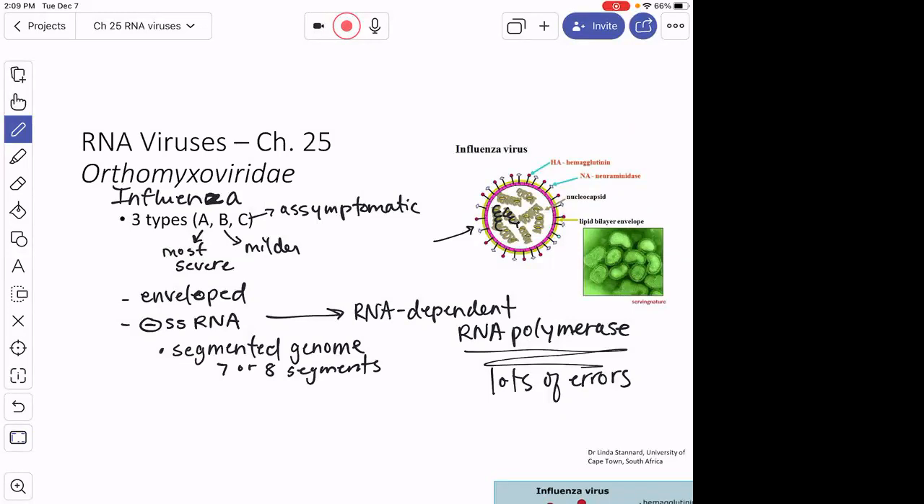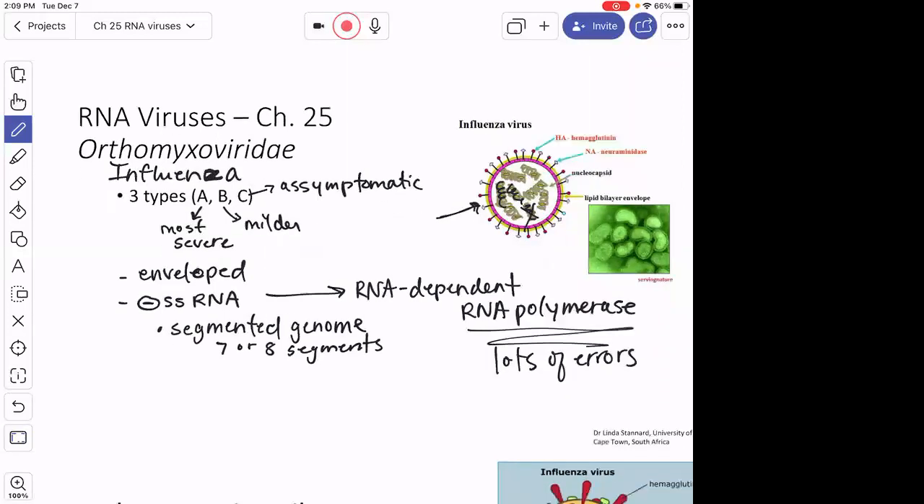But if the genome is in segments like this, then if something goes wrong with one of those genes and it doesn't get transcribed and translated properly, then maybe the other segments would still be able to lead to a viable virion. So it's maybe an advantage of having segments versus one linear piece of nucleic acid.